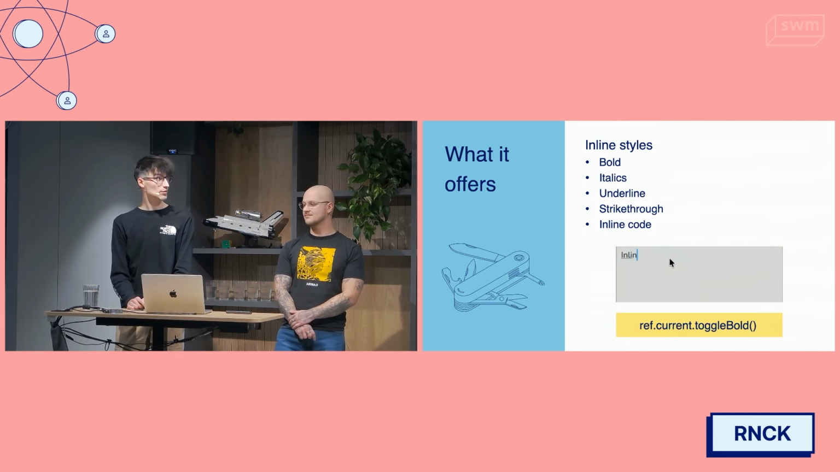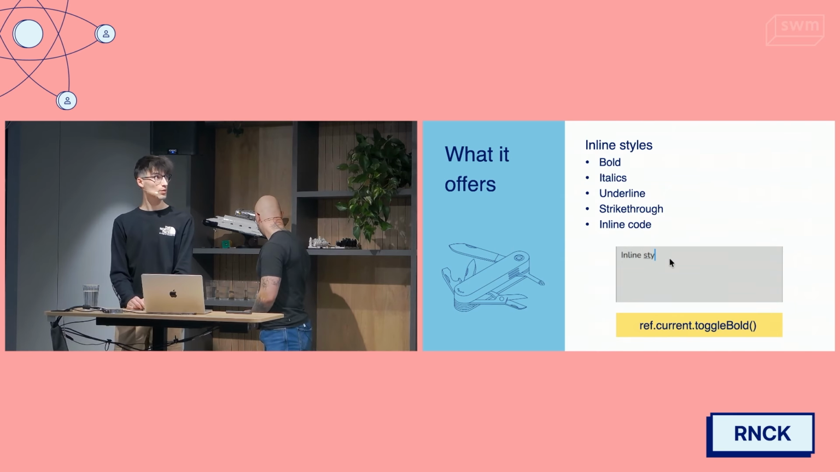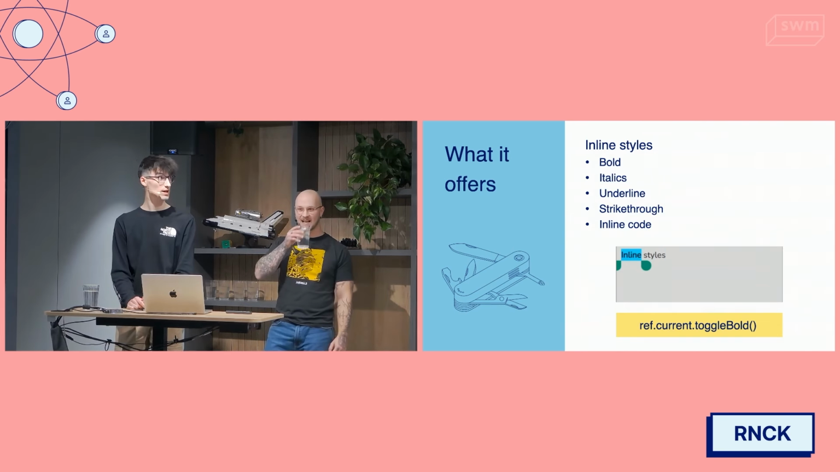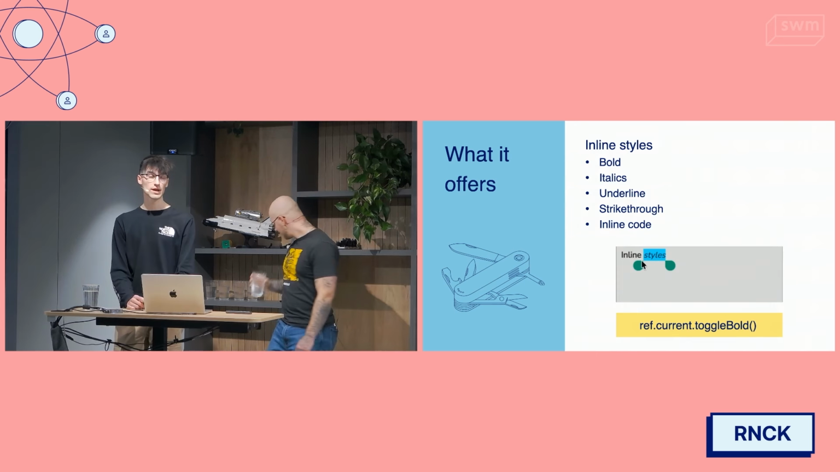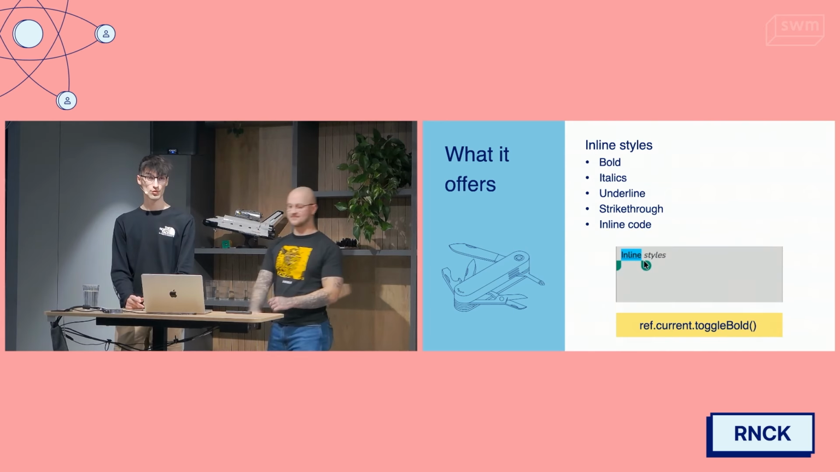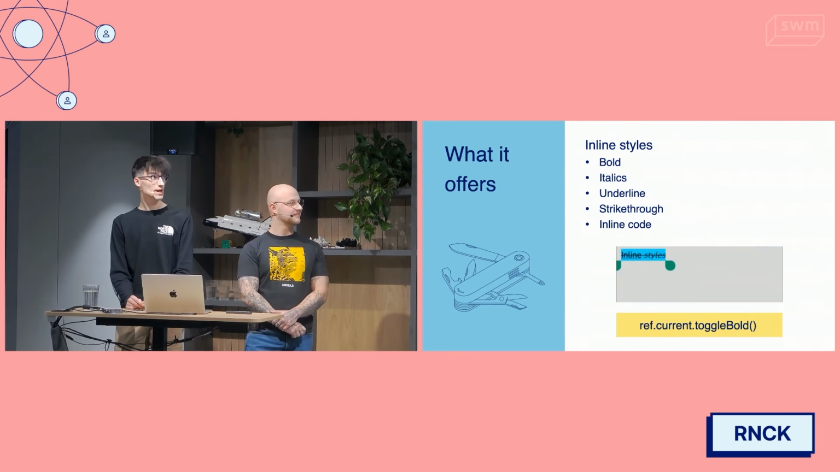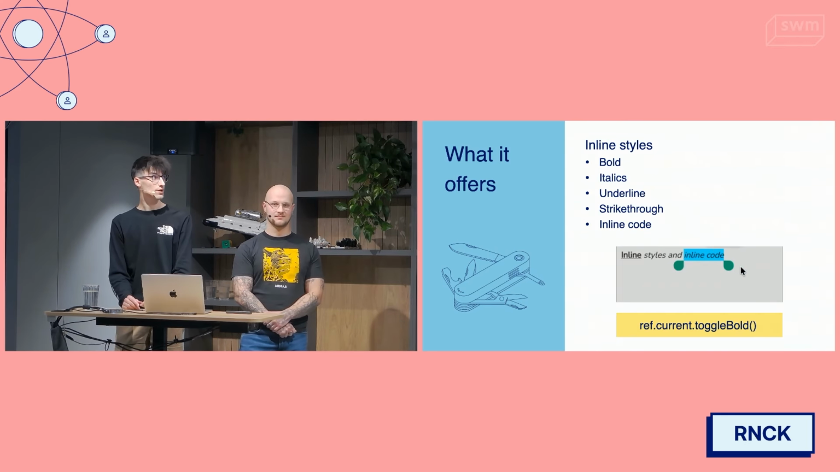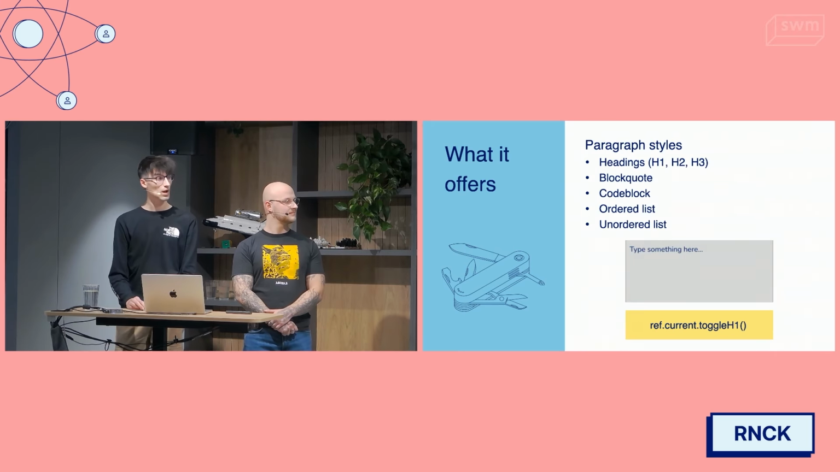Yeah, and that's probably the most exciting part of the presentation: supported styles. Styles in React Native Enriched can be split into 3 groups. First group, inline styles, because you can apply them to any part of the text that you want based on user selection. And we have bold, italics, underline, strikethrough, and inline code there. In order to apply them, you call the toggle bold or toggle italics, etc. method.